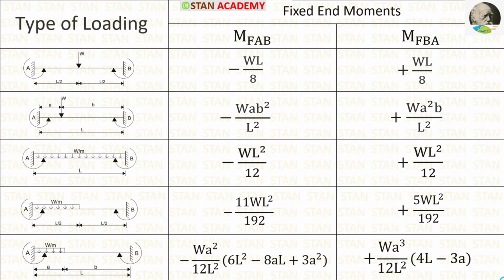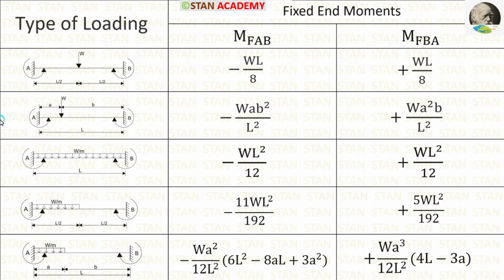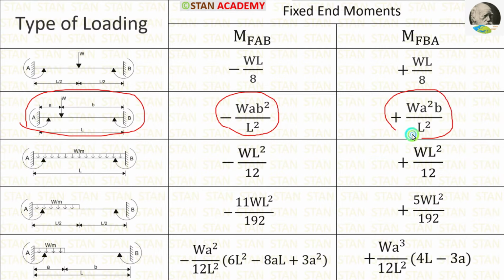In this table, you can see some of the important fixed end moment formulas for the different type of loadings. In the span AB, there is UDL acting for the full span, so we have to select this condition. The formulas are minus WL square upon 12 and positive WL square upon 12. In the span BC, there is a point load which is not acting on the center, so we have to select this condition. The formulas are minus WAB square upon L square and positive WA square B upon L square.